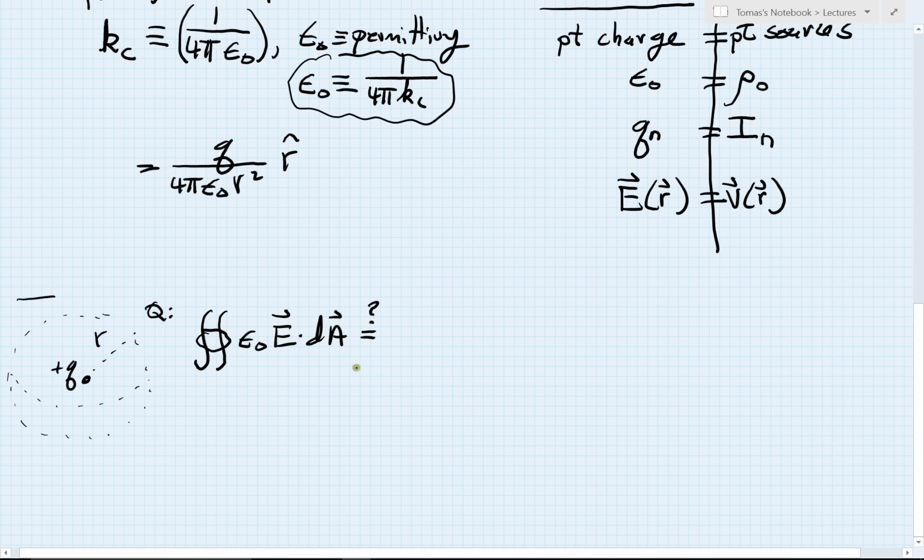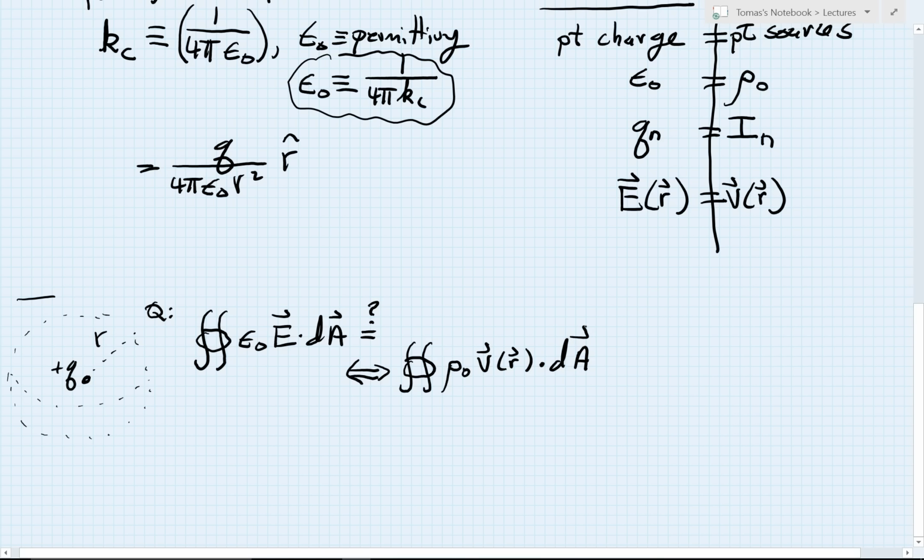So rather than answer the question as a direct calculation, let me translate it. This would translate into a certain question in water world. I can carry out the same operation there, and as long as I've obeyed my translation table, I know I'll get the same answer from the water world question. So the water world question would be, what would happen if I were to integrate around this closed surface, not epsilon naught, but rho naught, because epsilon naught turns into rho naught, not the electric field, but the velocity field, v of r, and I were to integrate that dot dA.